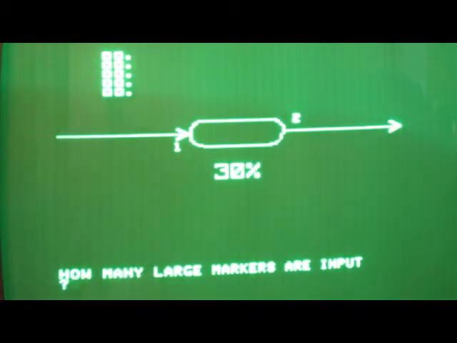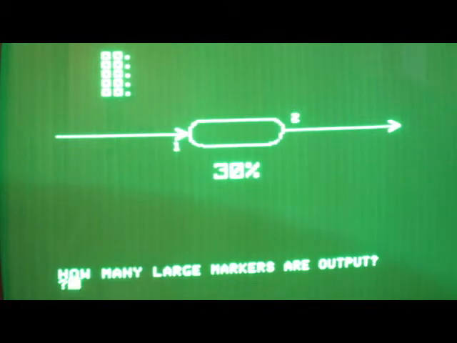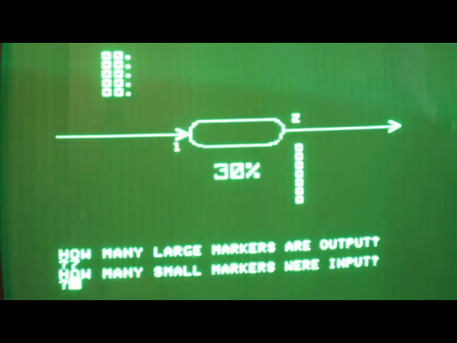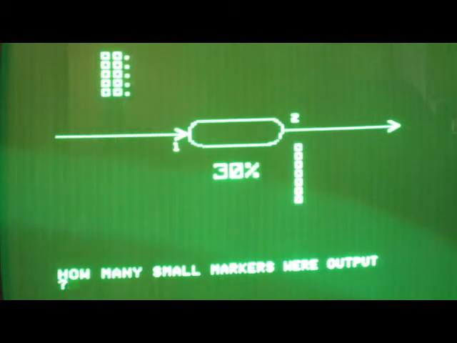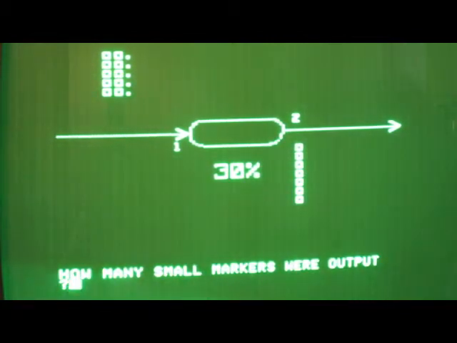And how many large markers are input? That's 10. And so how many large markers are output? That's 7. How many small markers were input? That's 5. How many small markers were output? Well, there were 5 that came in and 3 made, so there were 8 going out.